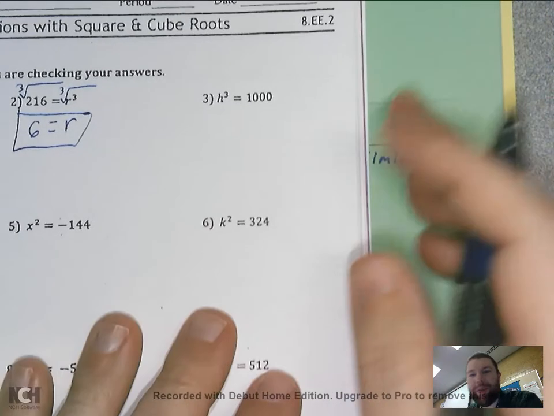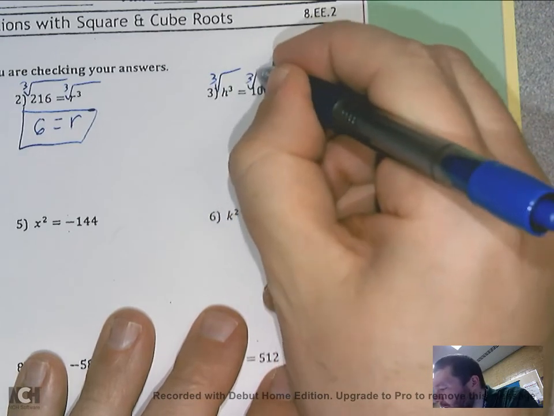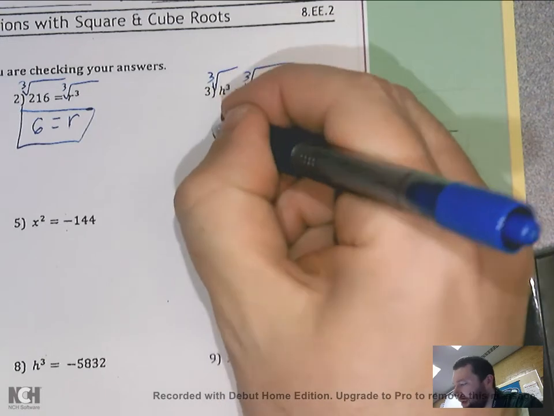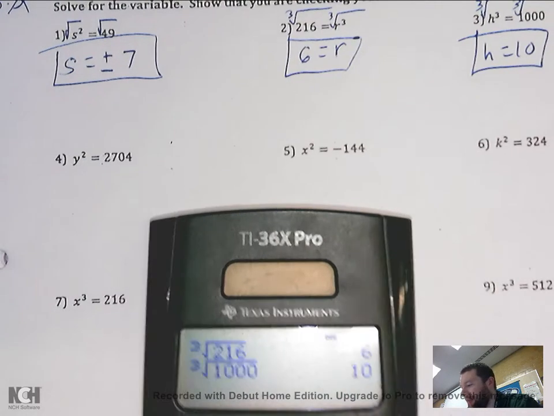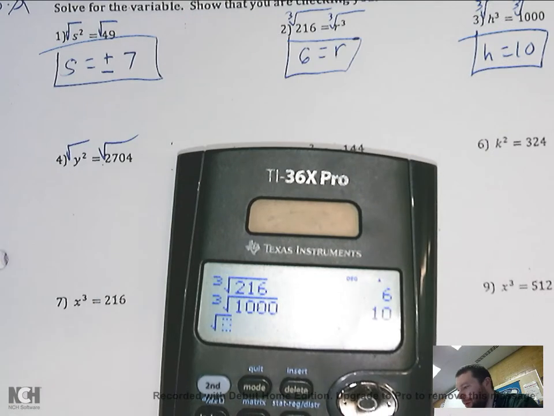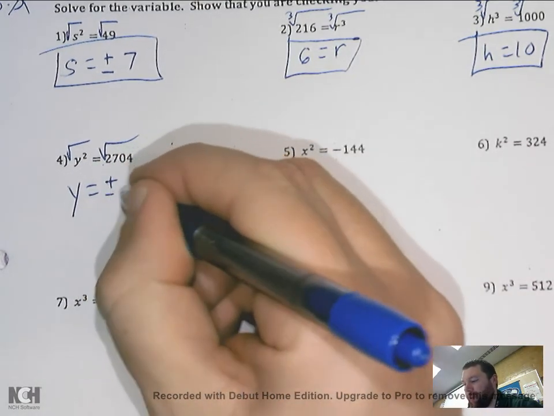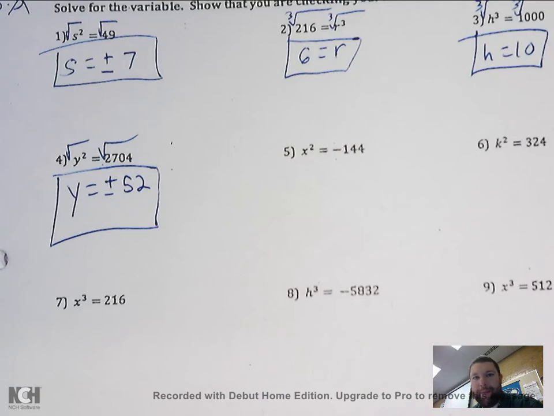Let's do a few more examples just to make sure we got it. This is another cube one, so we're going to do a cube root on this one. The cube root of 1,000 is 10, so h would equal 10. Not too tough, right? Let's look at another one. Y squared, so I'm going to use a square root since it is squared. The square root of 2,704 is, my calculator says 52, but since it's a square root, it needs to be plus or minus 52, because it could be either of those possibilities.